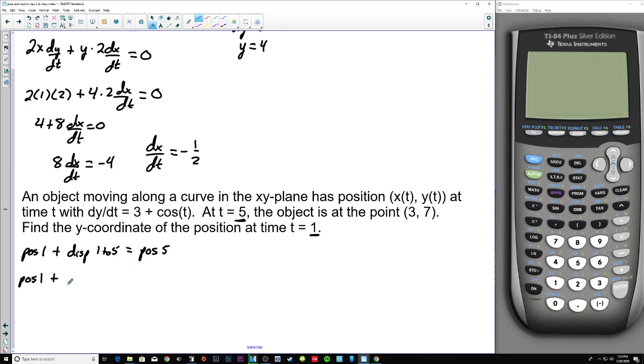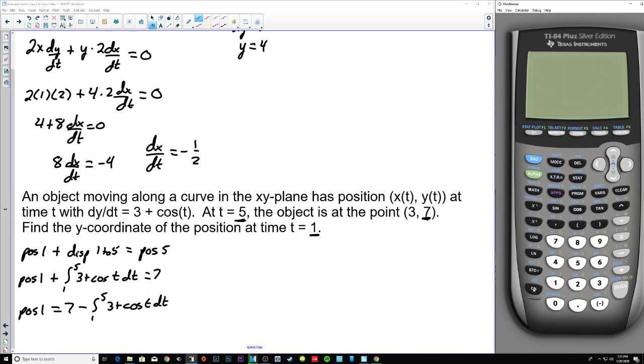Position at 1 plus the integral from 1 to 5 of 3 plus cosine t, that's dy/dt, so 3 plus cosine of t, is equal to the position of y at 5, which is 7. So what we want is position 1, and that's equal to 7 minus the integral from 1 to 5 of 3 plus cosine t dt. Well, we could integrate this by hand, but we don't know what the cosine of 1 is. We don't know what the cosine of 5 is, so we're going to use our calculator to finish this up.